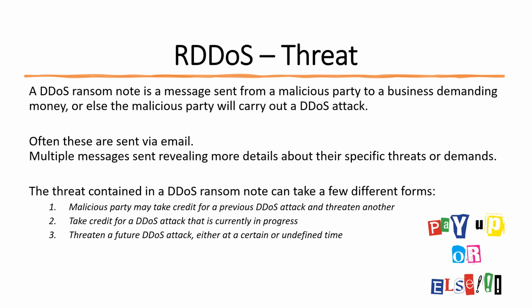A DDoS ransom note is a message that is sent from a malicious party to a business demanding money, or else the malicious party will carry out a DDoS attack. Often these are sent via email, with multiple messages revealing more details about their specific threat or demands. The threat contained in a DDoS ransom note can take a few forms. A malicious party may take credit for a previous DDoS attack or threaten another, take credit for a DDoS attack that is currently in progress, or threaten a future DDoS attack at either a certain or undefined time.